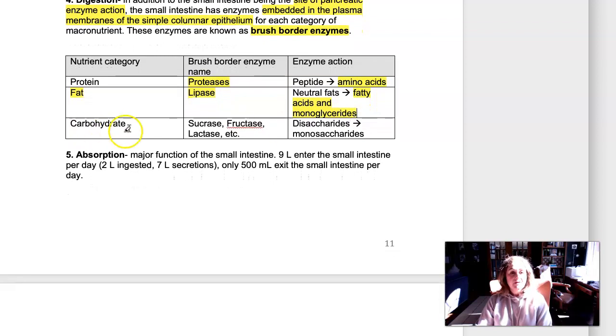And then carbohydrates. There are many different categories of carbohydrates. These are disaccharides: sucrose, fructose, lactose. Actually, I'm saying the sugar names. The enzyme names have the ACE. So sucrase, fructase, lactase. Those are all enzymes that will break the disaccharide into the monosaccharide. So in other words, each of the disaccharides have their own enzymes. You don't have to worry about memorizing the names of those. But that's how that works. That's how we're going to break the disaccharides into monosaccharides.